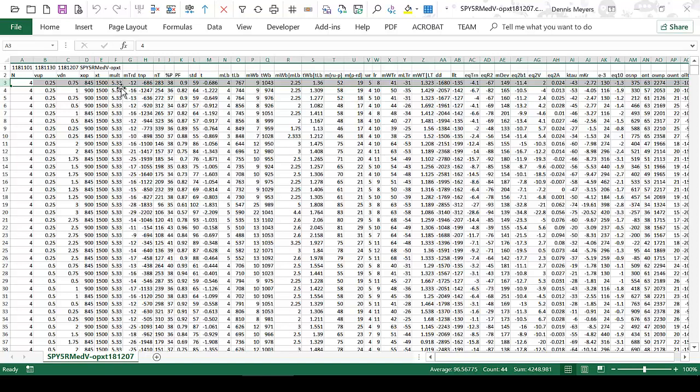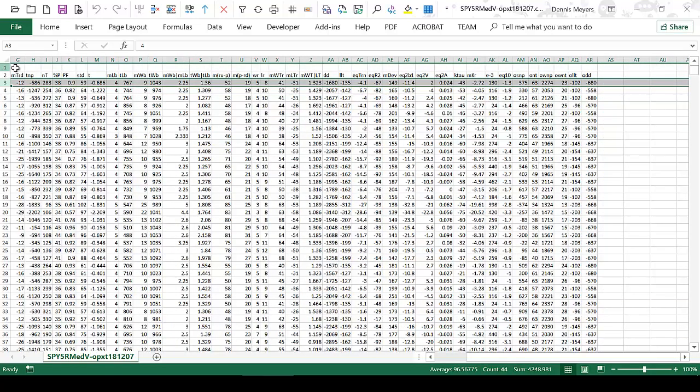Next to the input variables are the metrics that I use. The metrics, there's some 30 of them, or 32, and they extend all the way to column AM. Column AM starts the out-of-sample returns. In other words, for this set of inputs during the out-of-sample period, these were the returns that it generated.